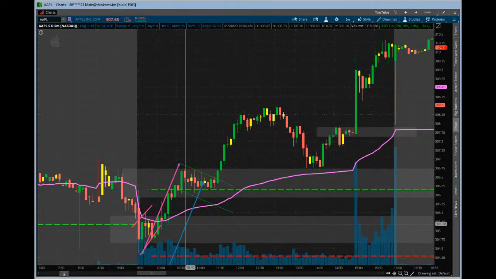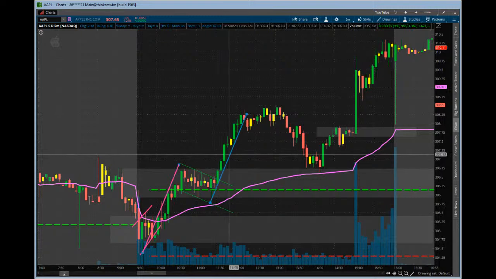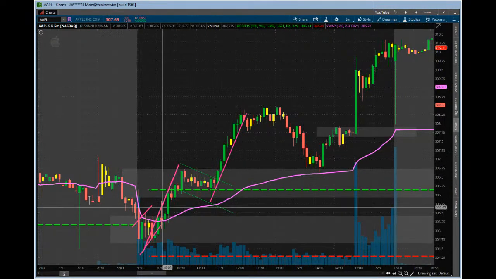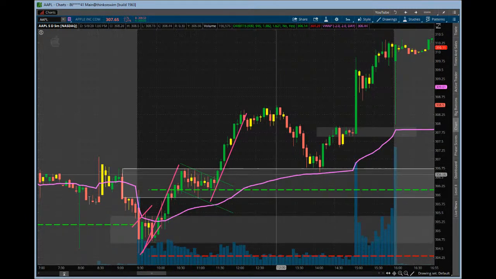And then we get a pullback here pretty close to the VWAP. We don't tag the VWAP, we get in the range of it. And then you see some nice increasing volume coming through here, and a nice pullback to the VWAP. If these institutions want to own Apple, that's a great place for them to get in. And look at that nice symmetrical move off of this flag. Boom, and boom, gets you right to the next level right here. And then look what happened again.